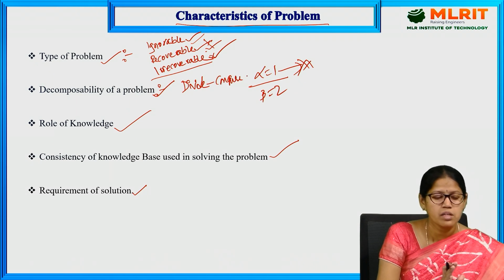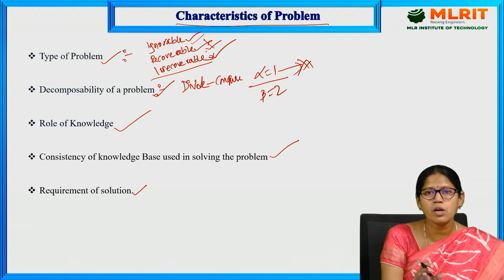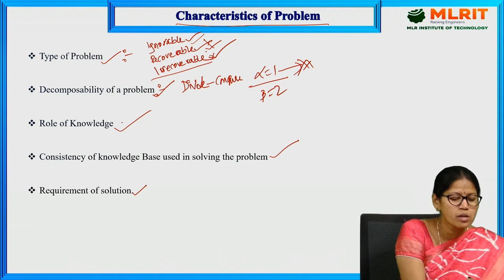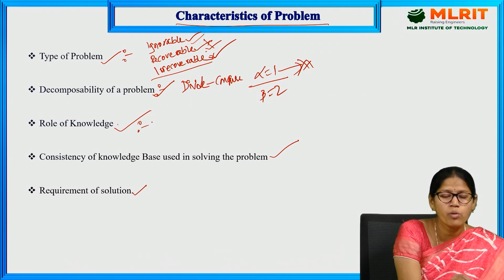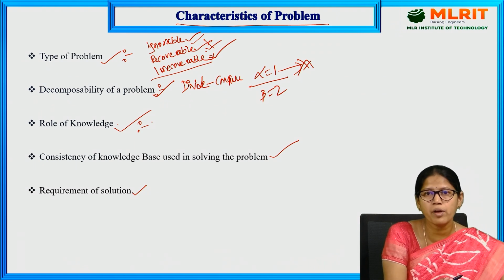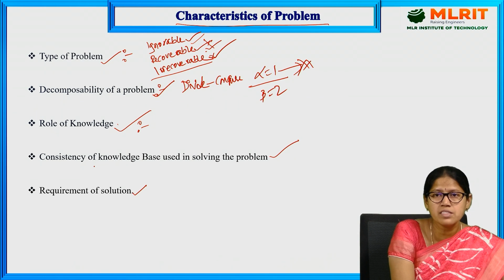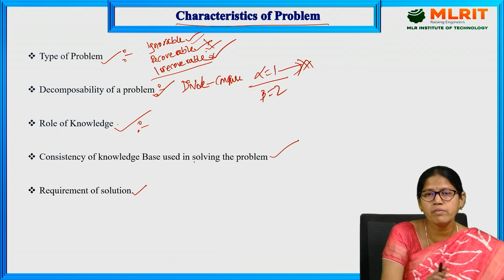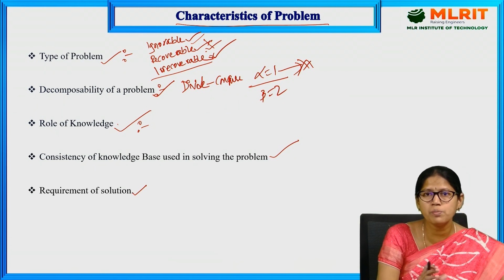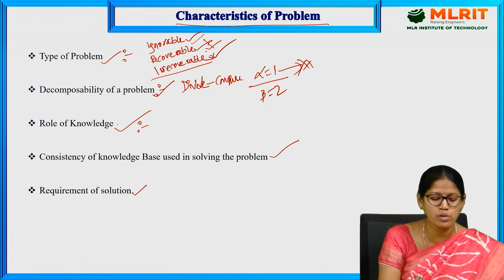Okay, we'll divide the big problem into sub-problems and we'll solve that problem. Next, role of knowledge. The knowledge about the specified task or problem, facts and rules, are called knowledge. The next one is consistency of knowledge base. Whatever problem knowledge is there, that should be consistent. Irrelevant information or wrong information leads to wrong solutions.